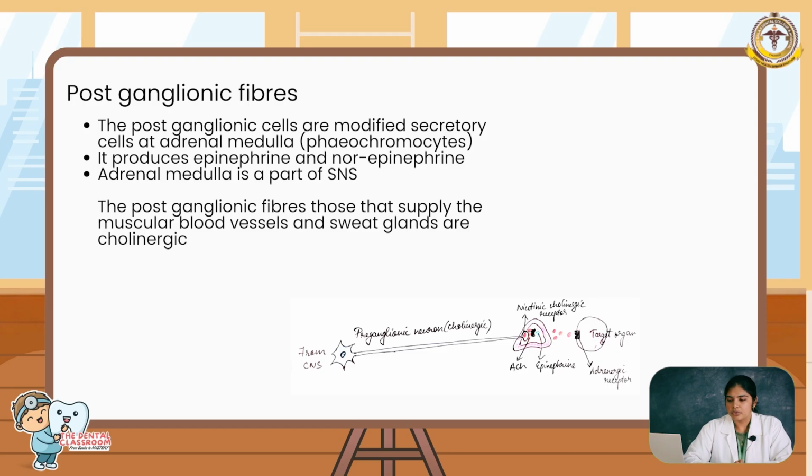So this picture shows how the preganglionic neuron, which is cholinergic, reaches the adrenal medulla and there it acts on the nicotinic cholinergic receptor, and the adrenal medulla releases epinephrine and norepinephrine into the circulation, and through circulation those catecholamines move towards the target organ and carry out their action.